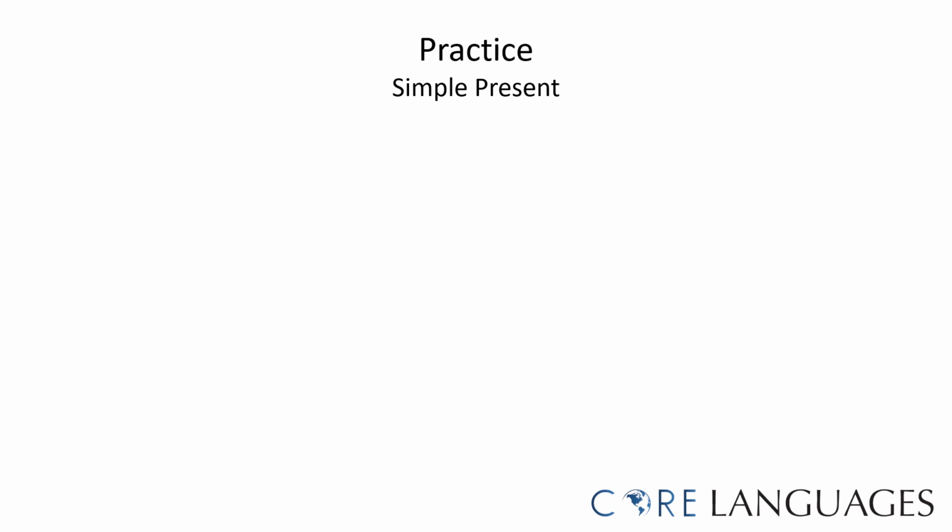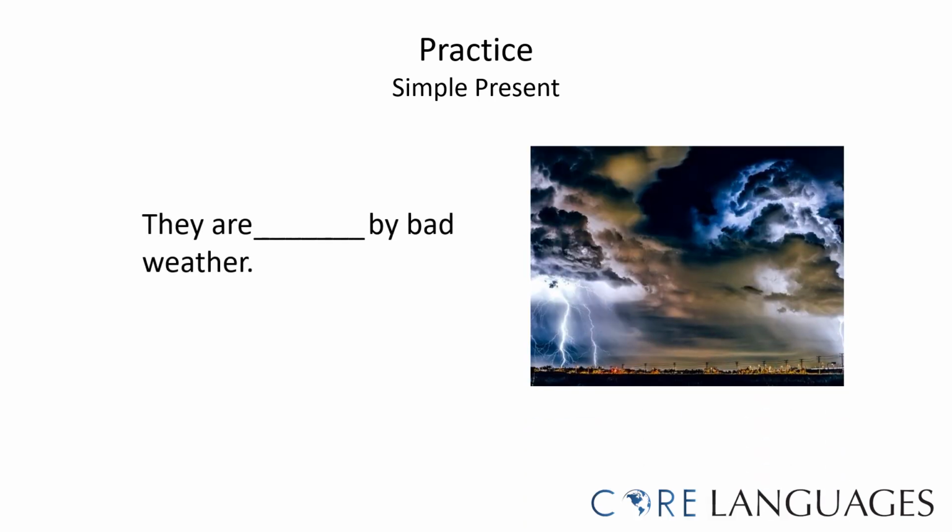And how about this example? Try to choose the correct past participle to complete the sentence in the passive voice. They are blank by bad weather. Delayed spelled Y-E-D or delayed spelled A-I-D. The past participle of the verb delay is delayed spelled E-D. They are delayed by bad weather.